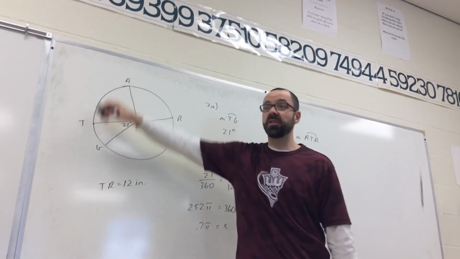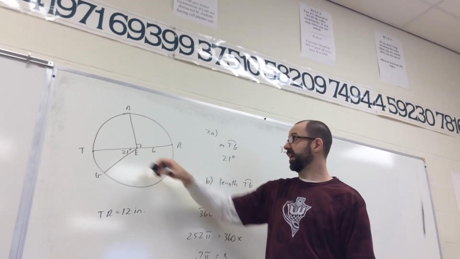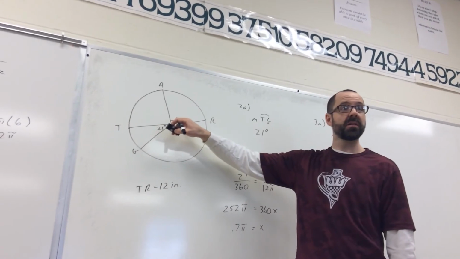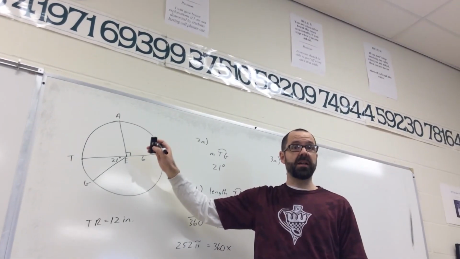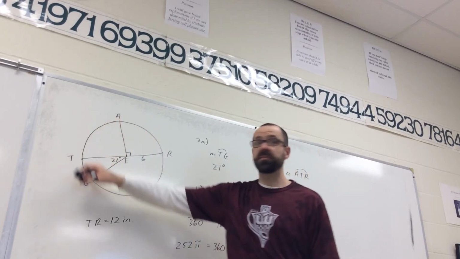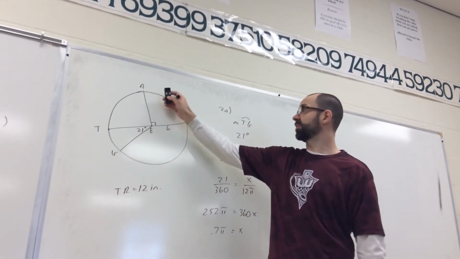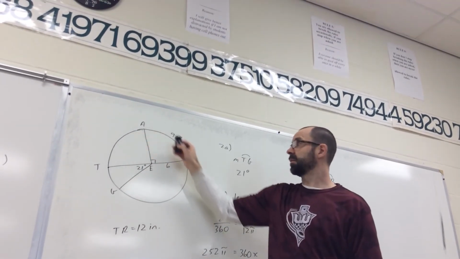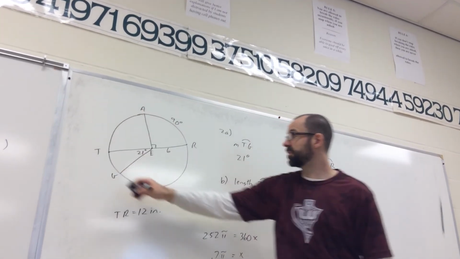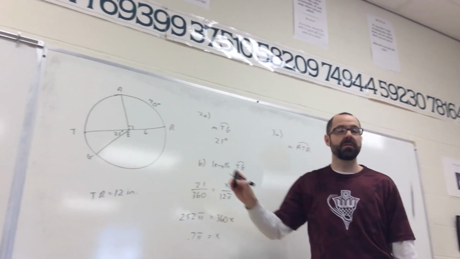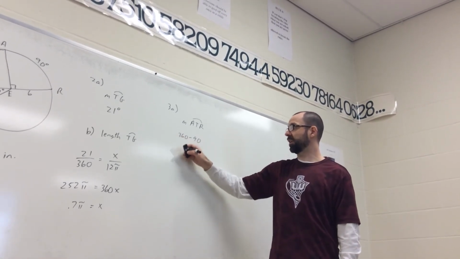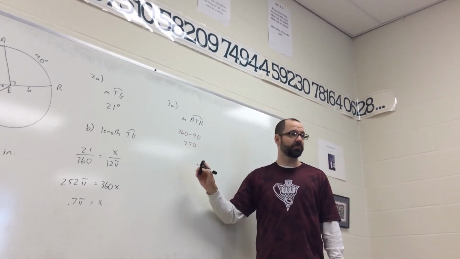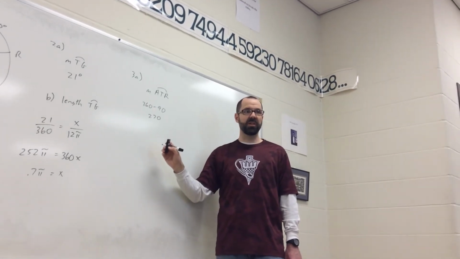Well, how many degrees is it all the way around? 360. And then how many degrees is this? 90. So if we just take 360 minus 90, then that'll tell us this part. This one's 90. So this is 360 minus 90. So 270. Everybody okay with 270?